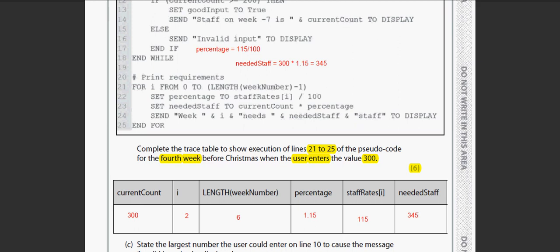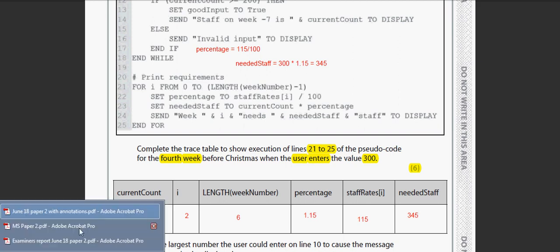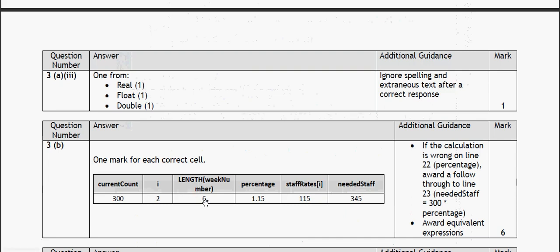So you have got 2 hours, and all of you have said, oh, it's too long, I don't know why we've got 2 hours, and this is why you have 2 hours, so that you can spend the time actually thinking and working things out. Let's just double check that we got that right. 300, 2, 6, 115, 115, 1.15, 345.